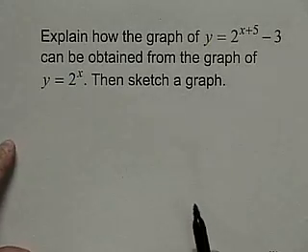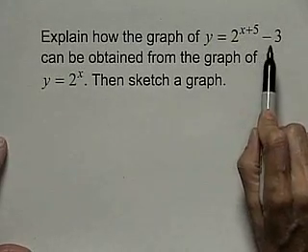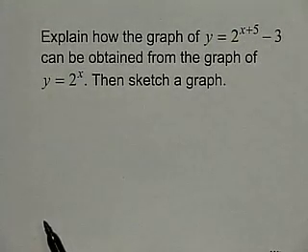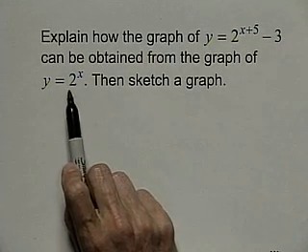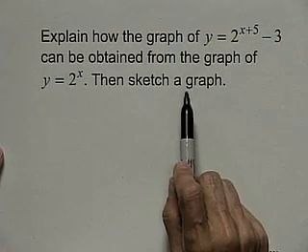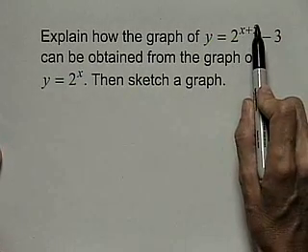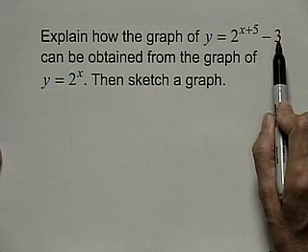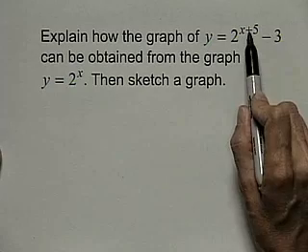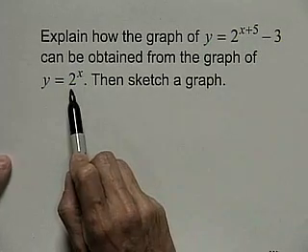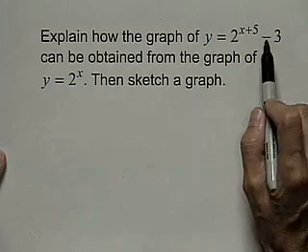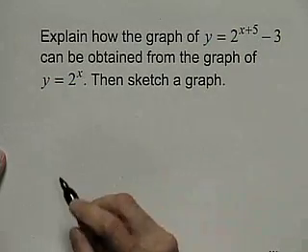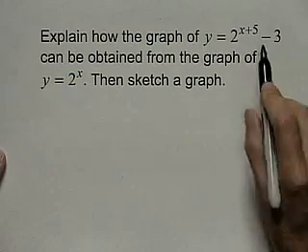Well, let's use some of this information and work another example. What we want to do is explain how the graph of 2 to the x plus 5, minus 3, can be obtained from the graph of 2 to the x. And this is the one we graphed a few minutes ago. Then sketch a graph. As far as an explanation, I see that the graph is shifted 5 units to the left and 3 units down, or it is a shift of 5 to the left and 3 down of the graph of 2 to the x. Because it's shifted 3 units down, the horizontal asymptote is going to be the line y equals -3.